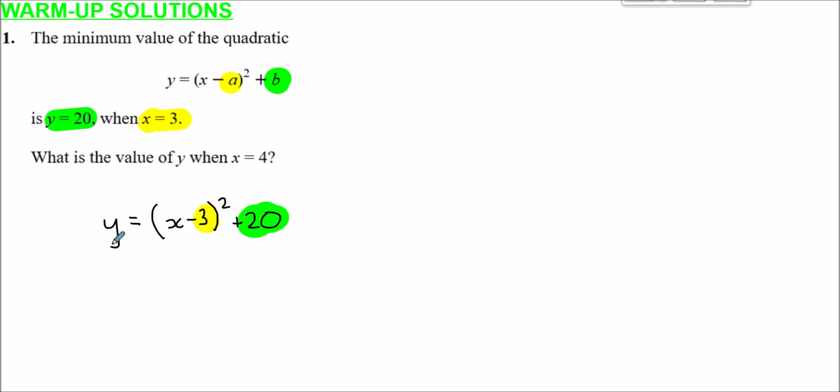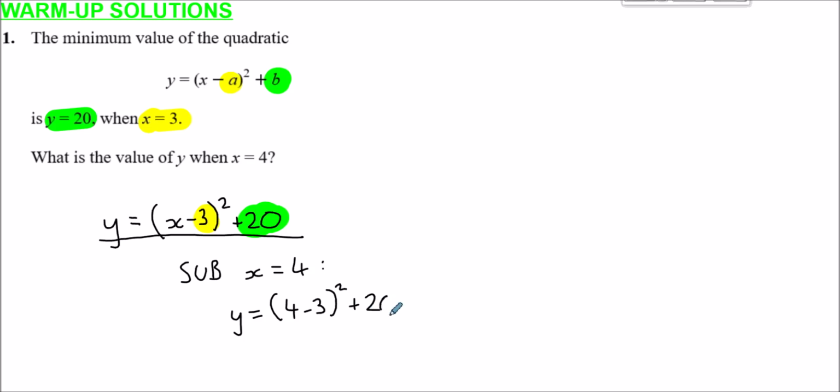So now we know this equation, we can then substitute in x equals 4. So if you just sub in x equals 4, we get that y is going to be 4 minus 3 all squared plus 20. 4 minus 3 is 1, so 1 squared plus 20 is just 1 plus 20, which is 21. And so we now know that when x is 4, y must have a value of 21.